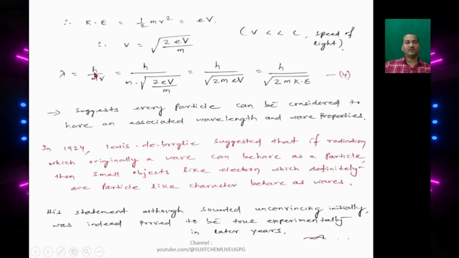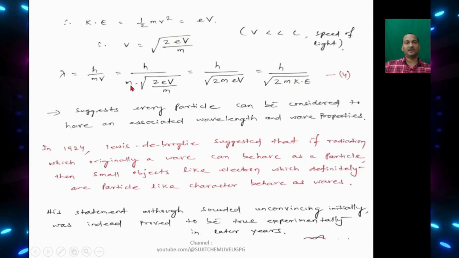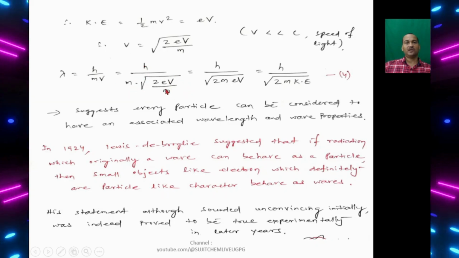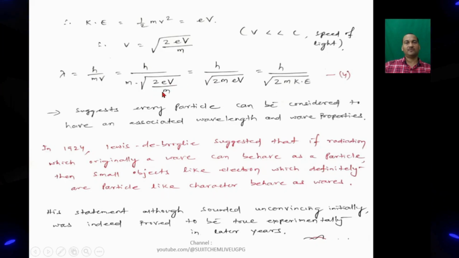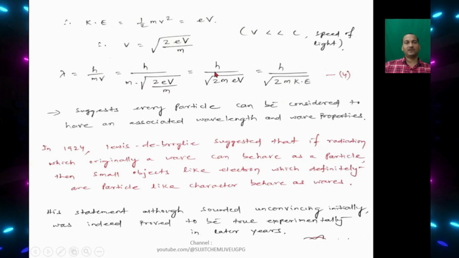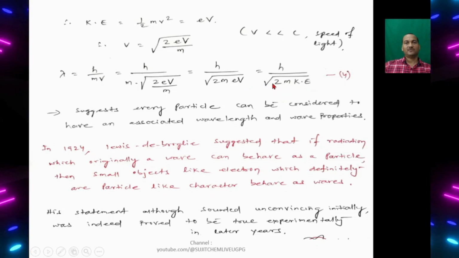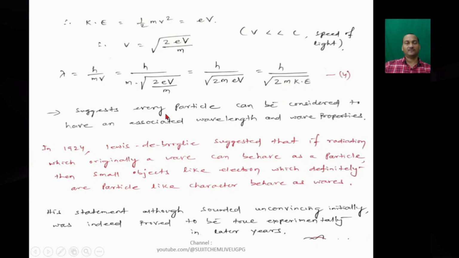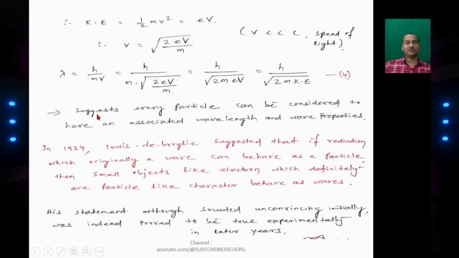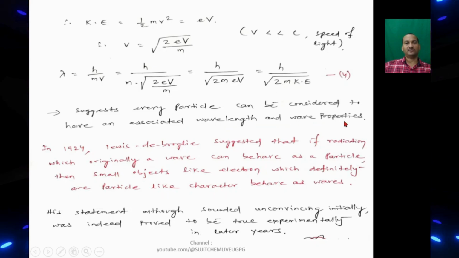And we know lambda equal to h upon mv, so we can put the value of v here. So h upon m into square root of 2eV upon m. So m cancels out, so only square root of m remains. So that becomes h upon square root of 2meV. So that becomes now h upon square root of 2m KE. So this suggests, in equation 4, every particle can be considered to have an associated wavelength and wave properties.